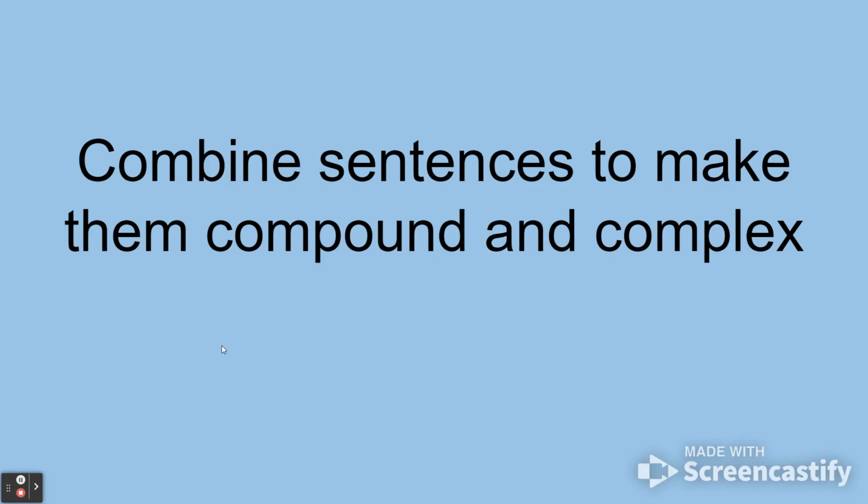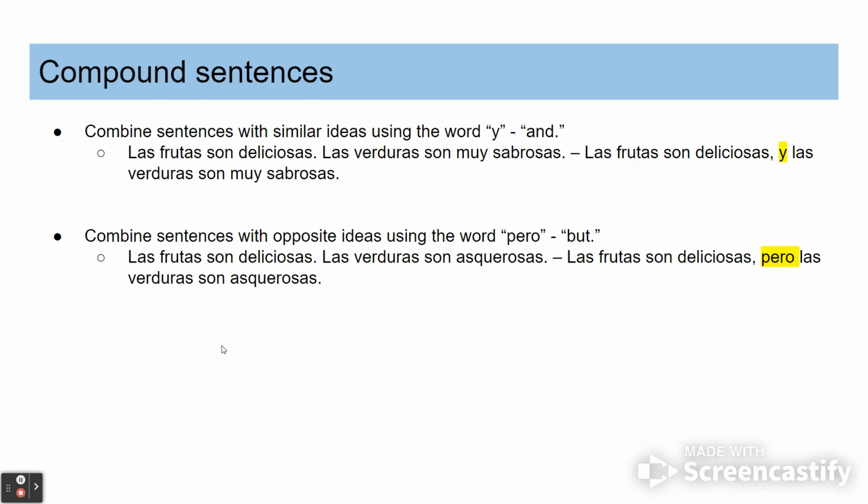The last strategy that we're going to talk about today is to combine sentences to make them compound and complex. Okay, so you've done this before. You're going to use E for and. You're going to use E when you have sentences that have similar ideas. So for example, las frutas son deliciosas, las verduras son muy sabrosas. Deliciosas y sabrosas, those are synonyms. They both mean tasty and delicious. So I can combine these two sentences with the word E. Las frutas son deliciosas y las verduras son muy sabrosas.